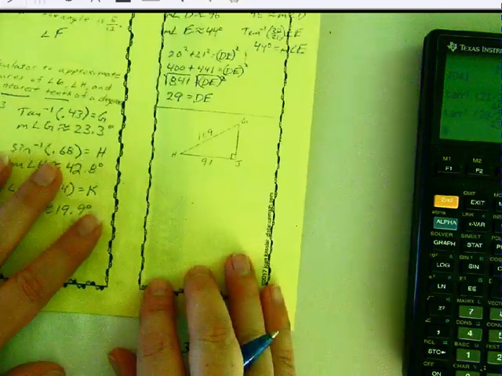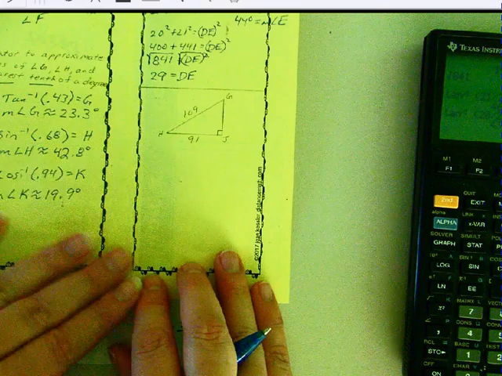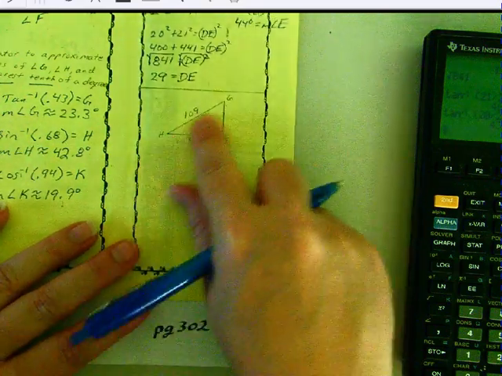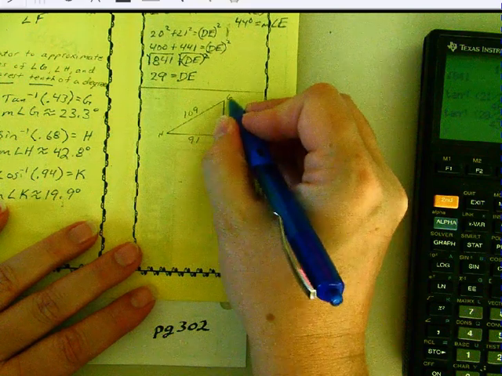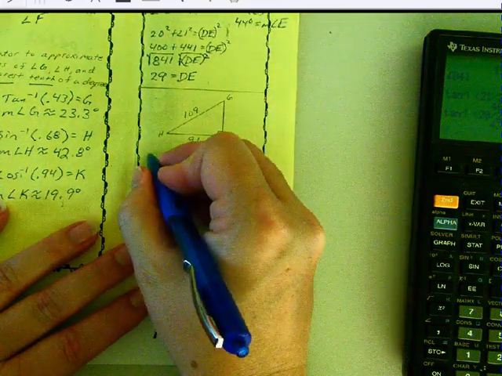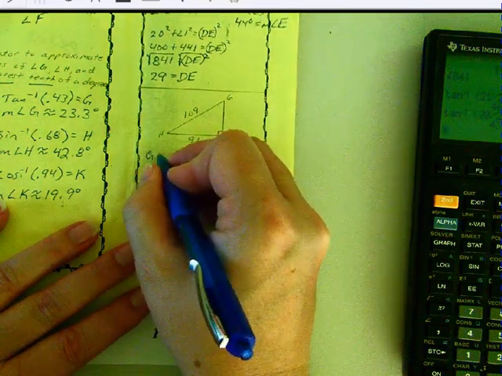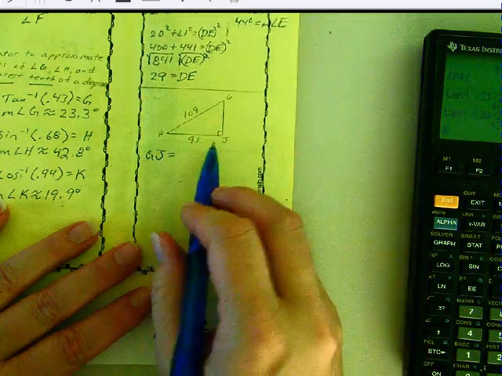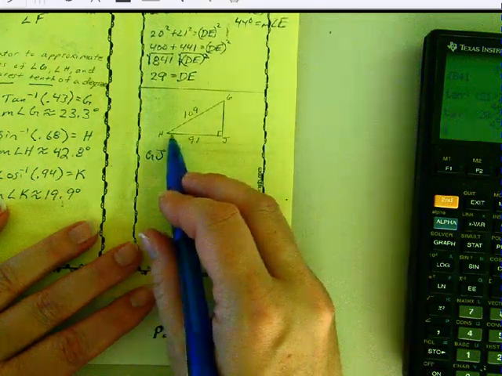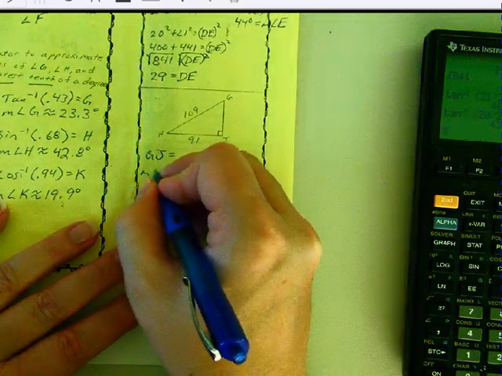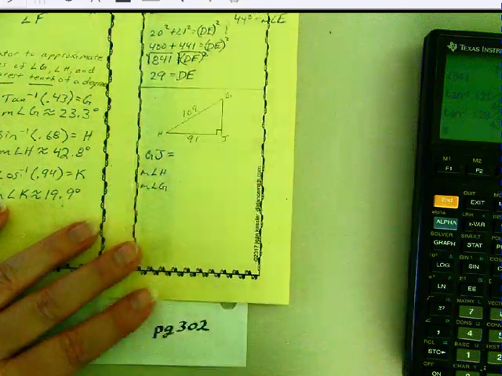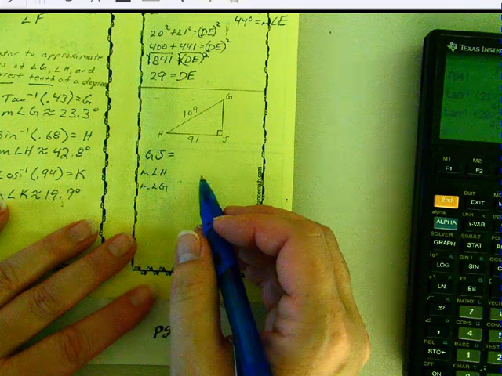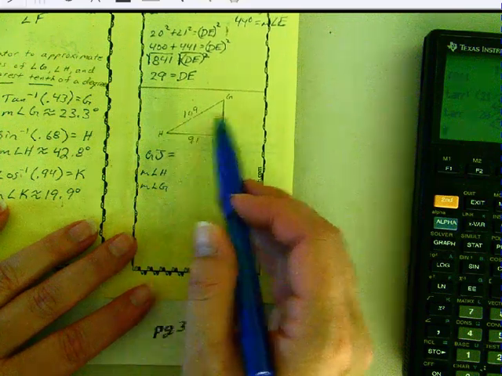We have one more of these to do. So down here, they gave us GH, they gave us JH. We need to find GJ. We know angle J, we need to find the measure of angle H and the measure of angle G. Okay, so again, I'm going to start out here with finding my other side.